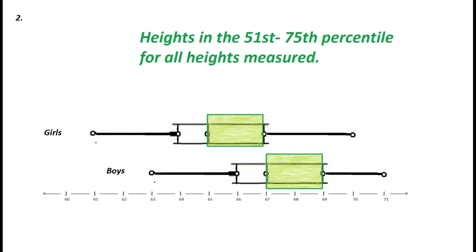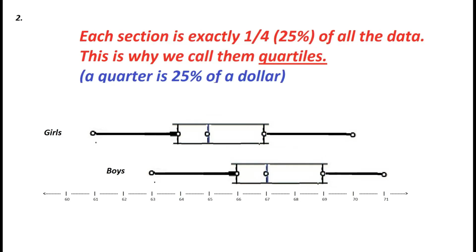And the idea behind this, and yes, the 76th to the 100th percentile is up here at the top. And I didn't talk about that, but I think you guys kind of get the idea. Each of these sections is exactly 25% of all your data. That's why we call them quartiles. Just like you have a quarter be 25% of a dollar, each section is 25% of all your data points.